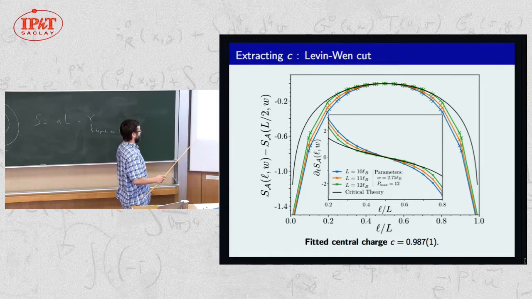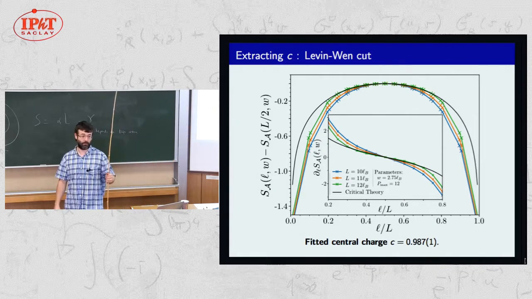So it works pretty well, and you have 3 system sizes. Blue is 10 magnetic lengths, up to 12. And you also see that even where it doesn't work, as you increase the system size, it does seem to converge to the right thing.